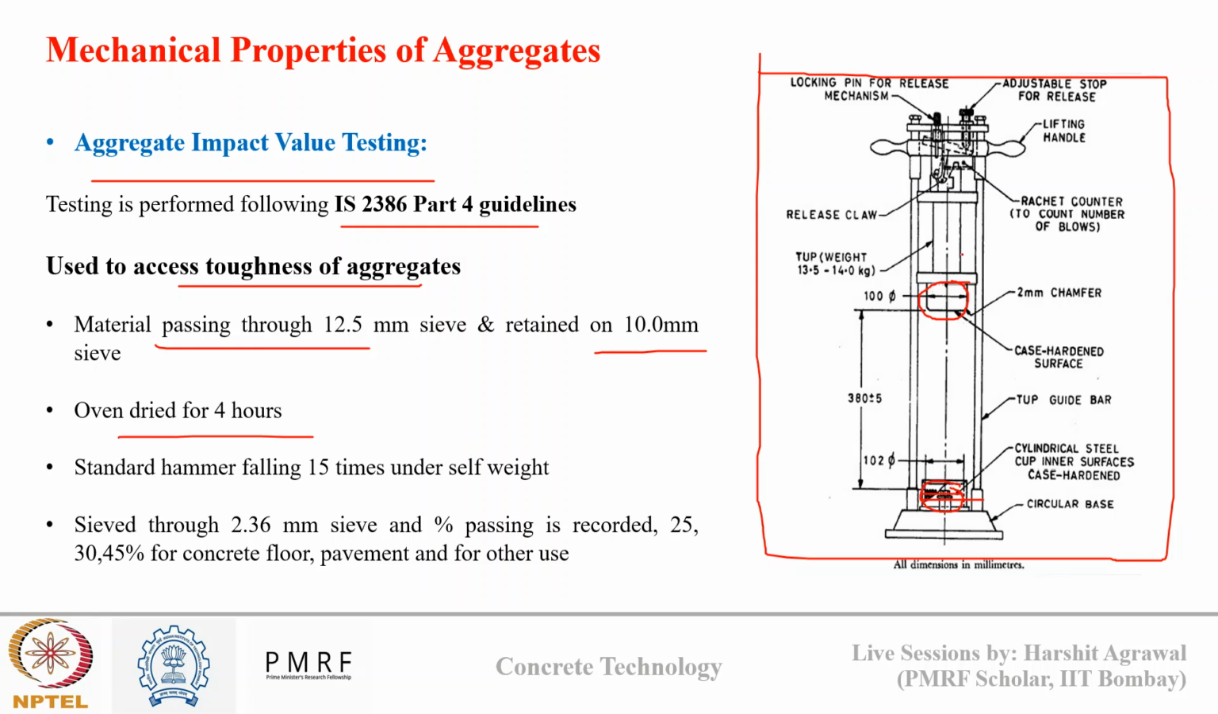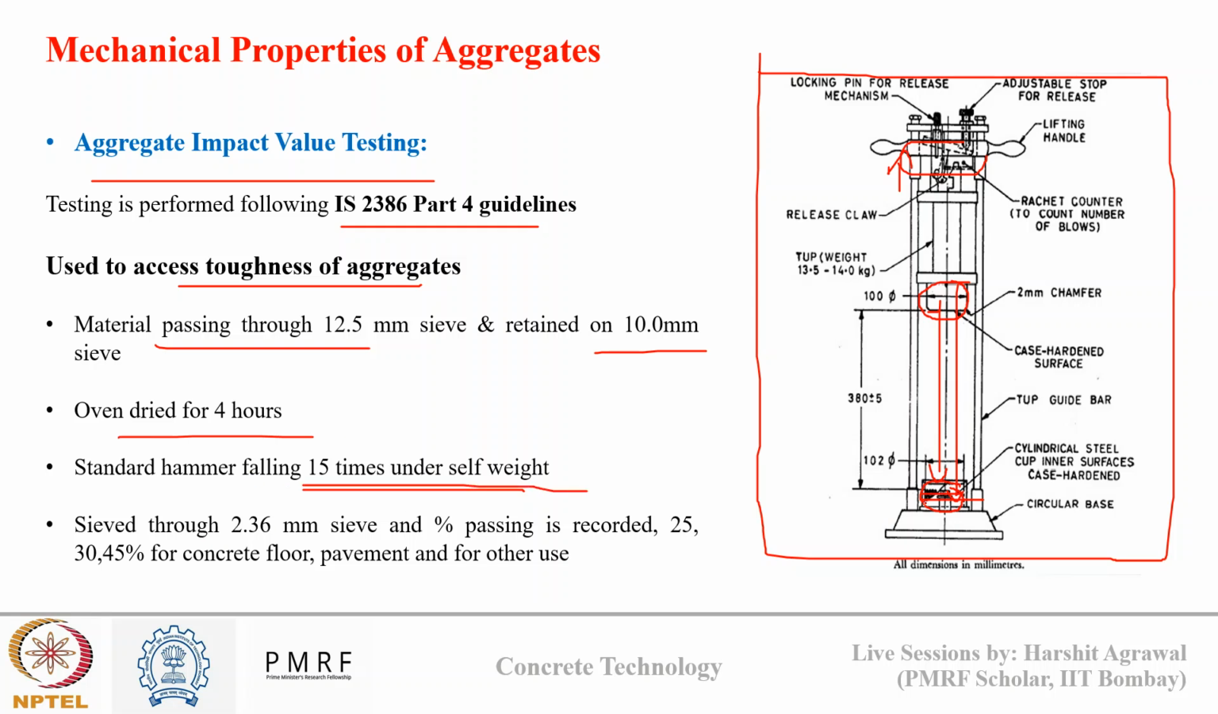So I have a standard hammer here, which I will make fall 15 times under its self weight. There is a lock-in key here. When I lift my assembly to the top, the key opens and the hammer falls on the aggregate. Then again I raise the hammer till the top, the key opens, and the hammer falls on the aggregate freely. Free fall will happen, and I will do that 15 times.